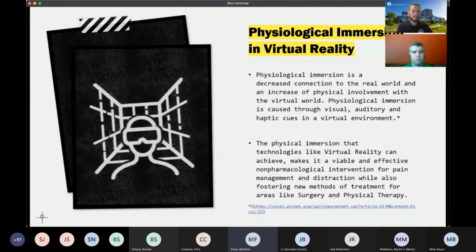And like Matt was saying, this physical immersion makes it a viable and effective non-pharmacological intervention for pain management, because literally your brain does not have the bandwidth to process all of the pain signals that it's experiencing, which is pretty amazing.